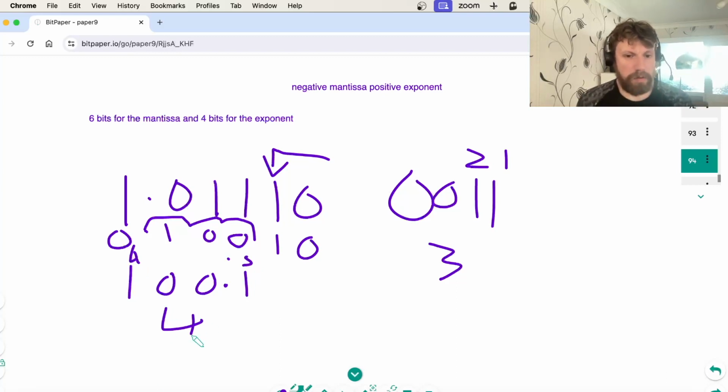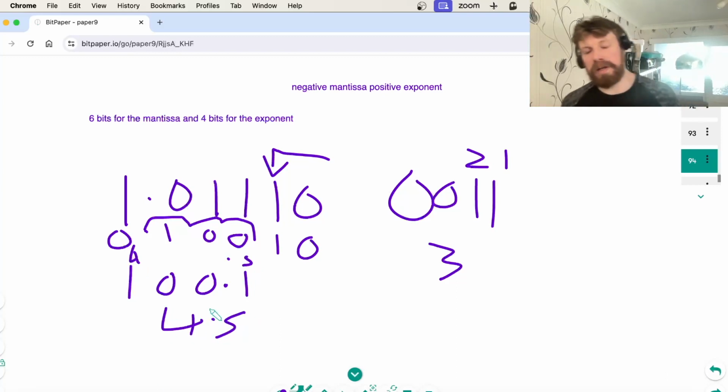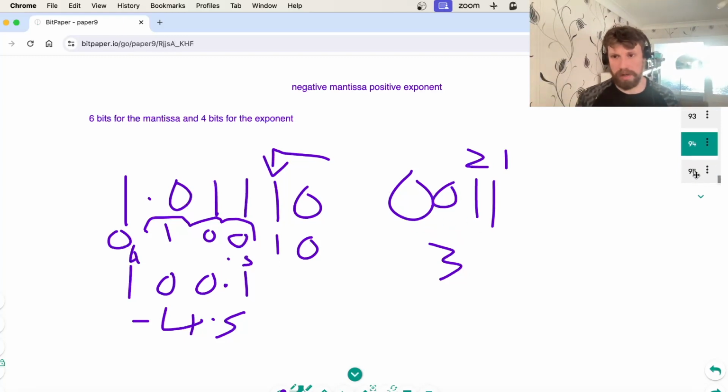so then that's going to give us 4.5. Now, the thing that everybody forgets to do is because we changed this into a negative number, we have to put a negative there, so that's going to be minus 4.5. Big thing, you will lose a mark if you don't do that, so please make sure you do it.